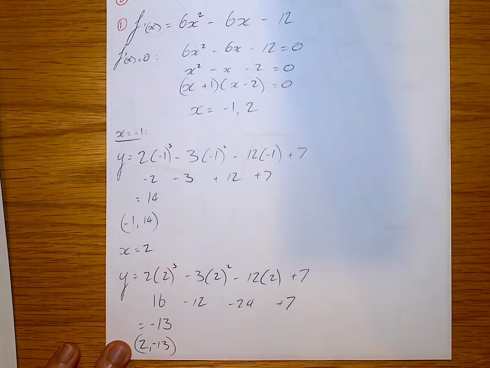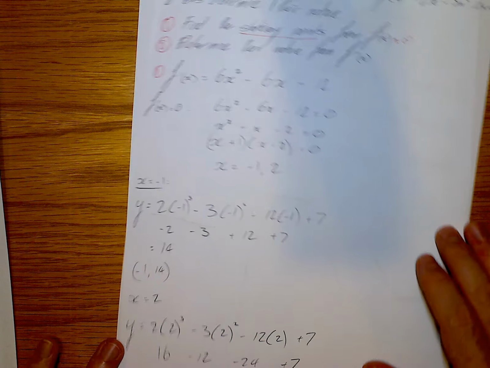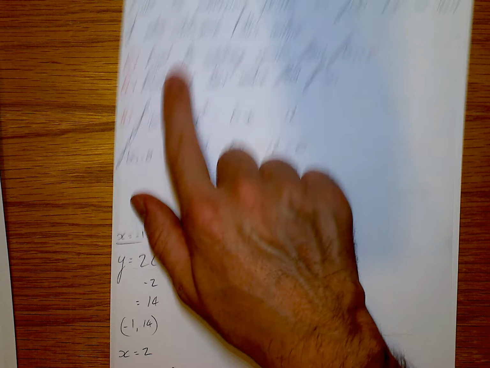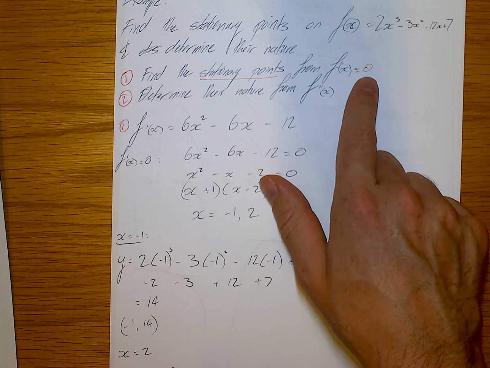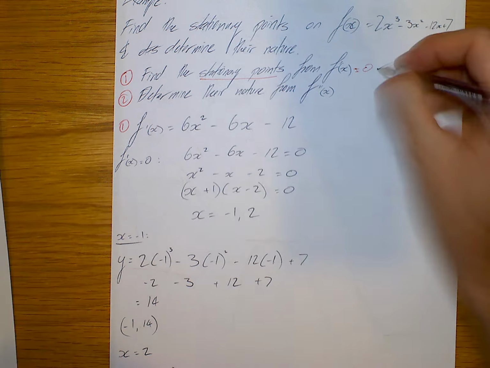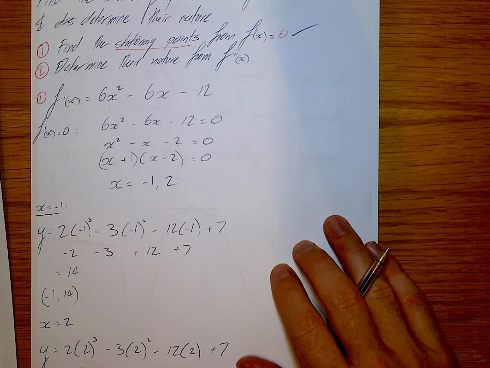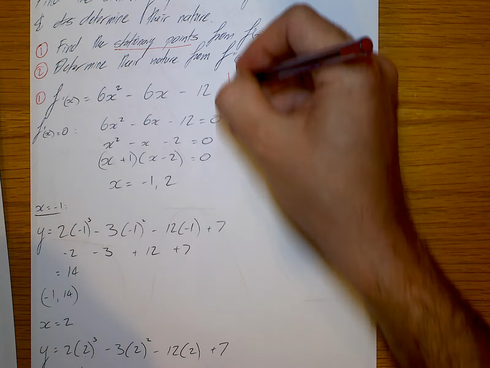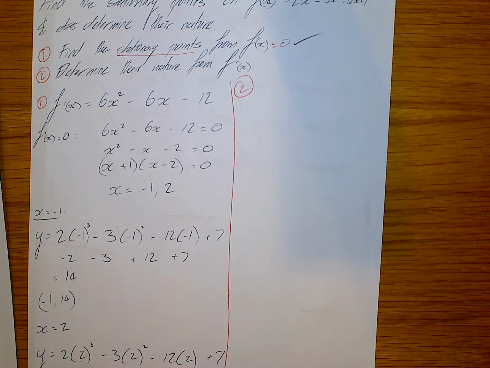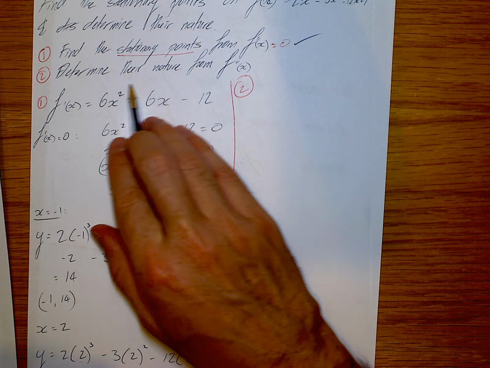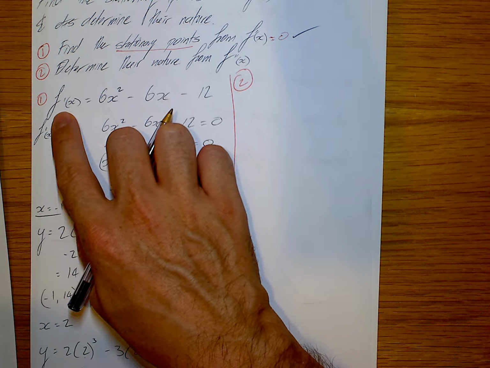So just so you can see, we've done our first step, which is that we have found the stationary points from f dash x equaling 0. So tick. Now we're going to do step 2, which is determine their nature from f double dash x.